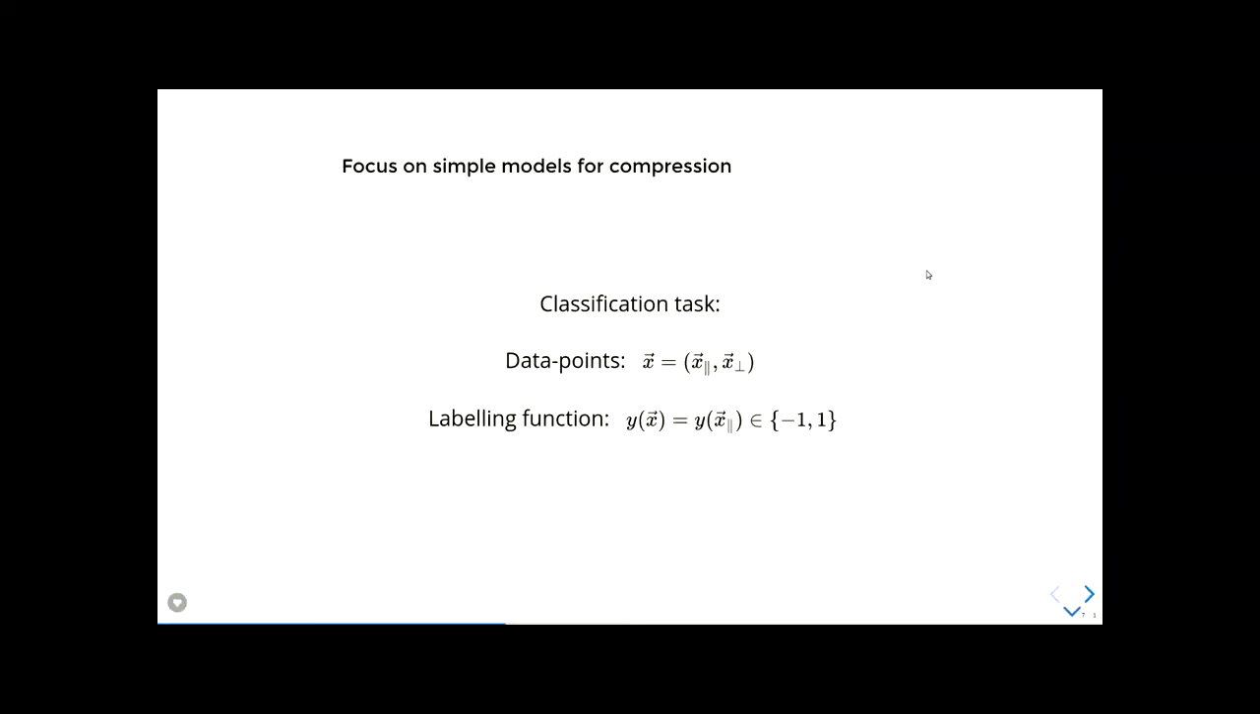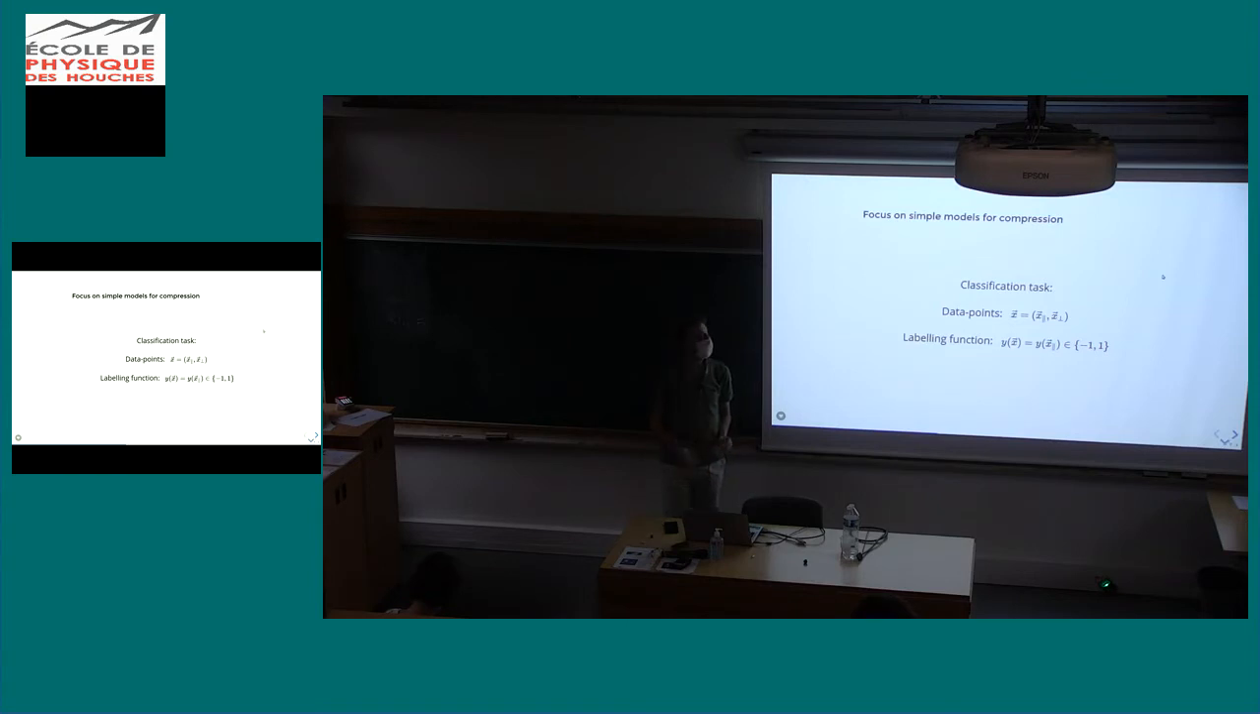To do that, we focus on very simple models. And so we look at a classification task. We have data points X, and in these data points, we identify two subspaces. One in which X parallel lives, and the other one, the perpendicular subspace, in which X perpendicular lives. And this is done in such a way that the labeling function depends only on the perpendicular subspace.